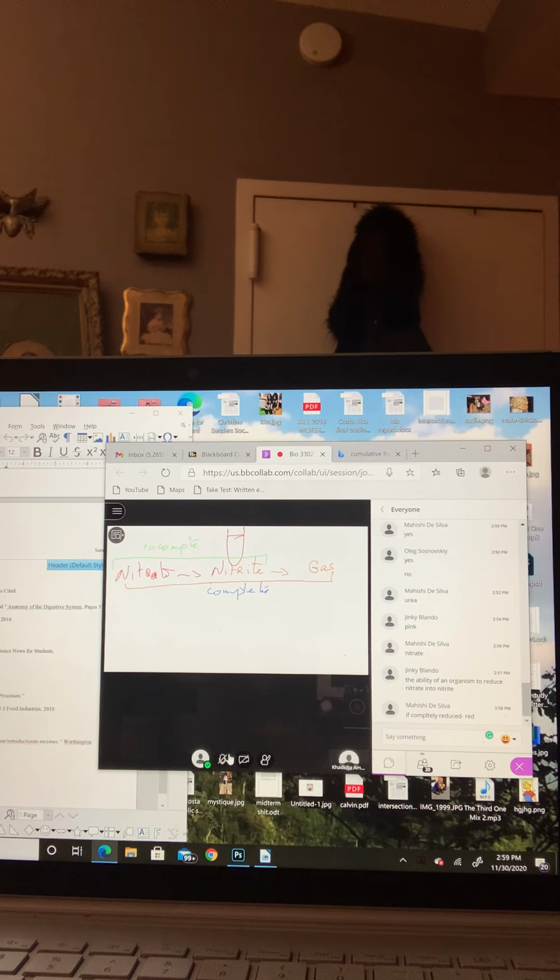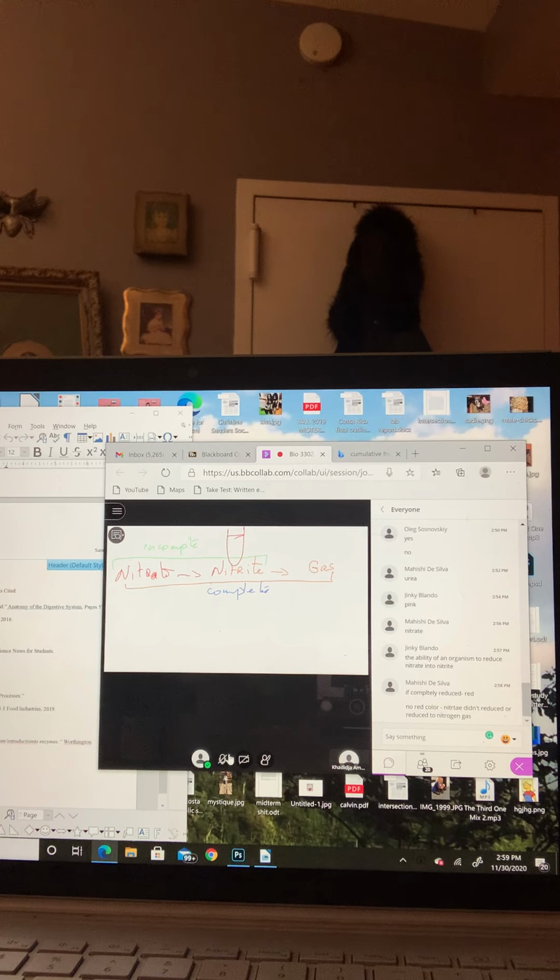So if the microorganism reduces the nitrate to nitrite, it's an incomplete reduction. If the microorganism reduces the nitrate to nitrogen gas, it's a complete reduction. So all the nitrate is reduced to gas. If there's no red color, the nitrate either didn't reduce or was reduced to nitrogen gas.